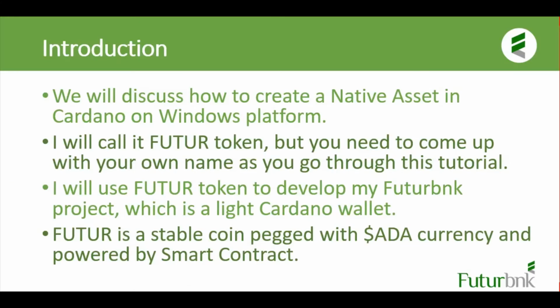Before we get started, let me just give you a quick introduction on what the Future Token is all about and the things that we need to prepare before we go through the actual token creation. So basically, in this tutorial, we are going to discuss how to create a native asset on Cardano, and I will call it Future Token. But of course, you will need to come up with your own name as you go through the step-by-step guide in this tutorial. So I'll be using the Future Token to develop my Future Bank project, which is going to be a light Cardano wallet in the beginning. And Future Token is going to be a stablecoin that will be pegged with ADA currency. And in the future, it is going to be powered by a smart contract, which I will also present in a separate video tutorial.